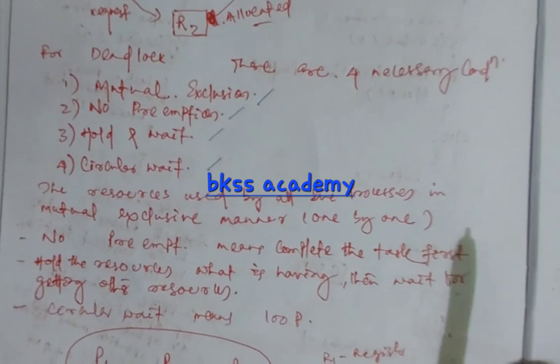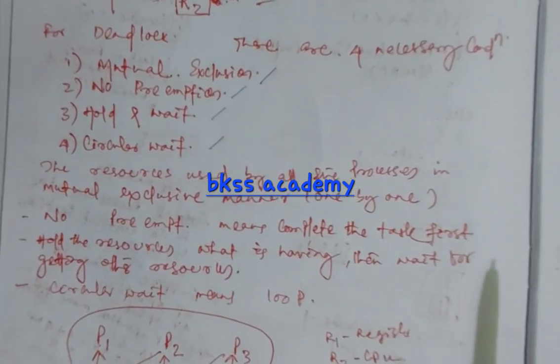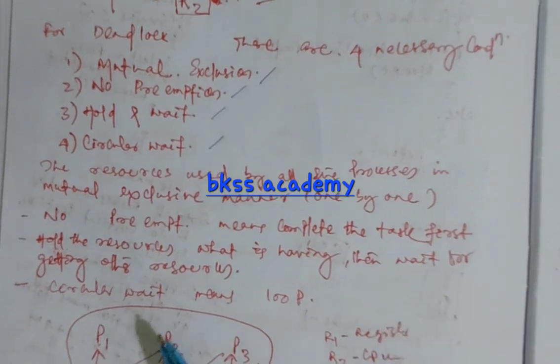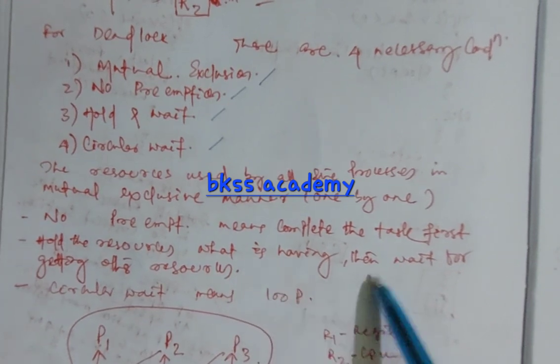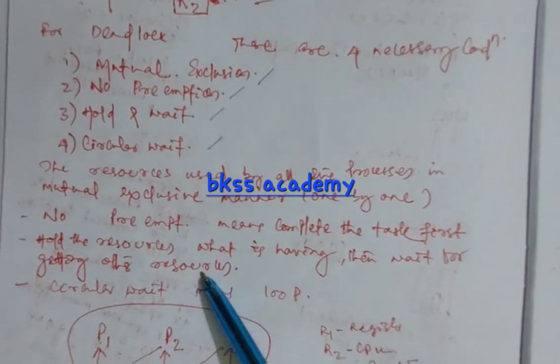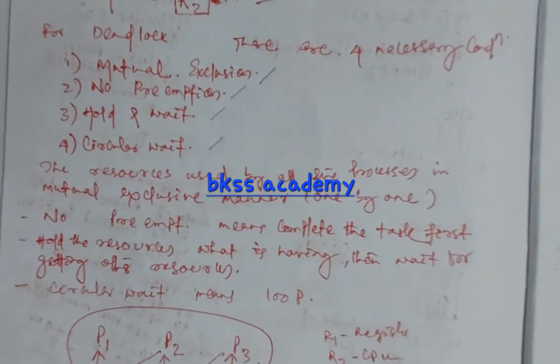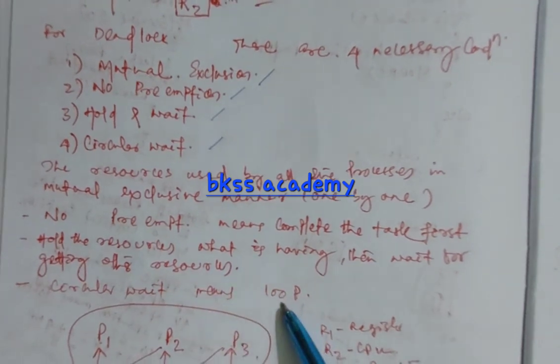No preemption means complete the task first, then think of the next task. Similarly, hold and wait means a process holds resources and then waits for getting other resources. Similarly, circular wait means looping.